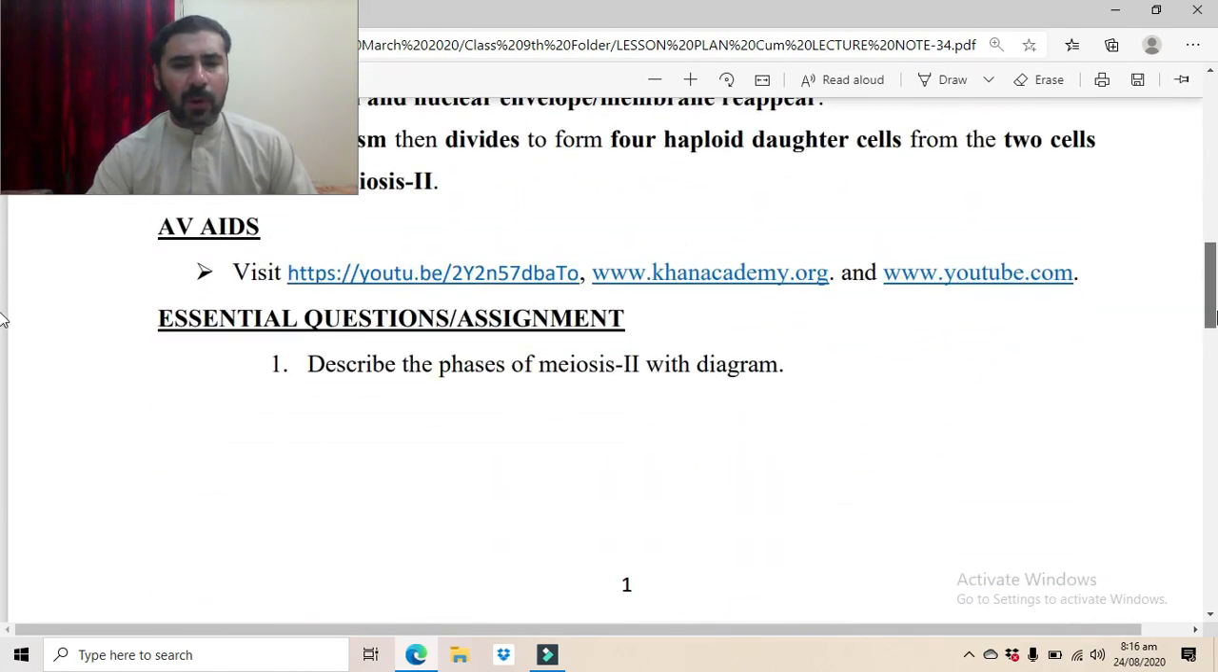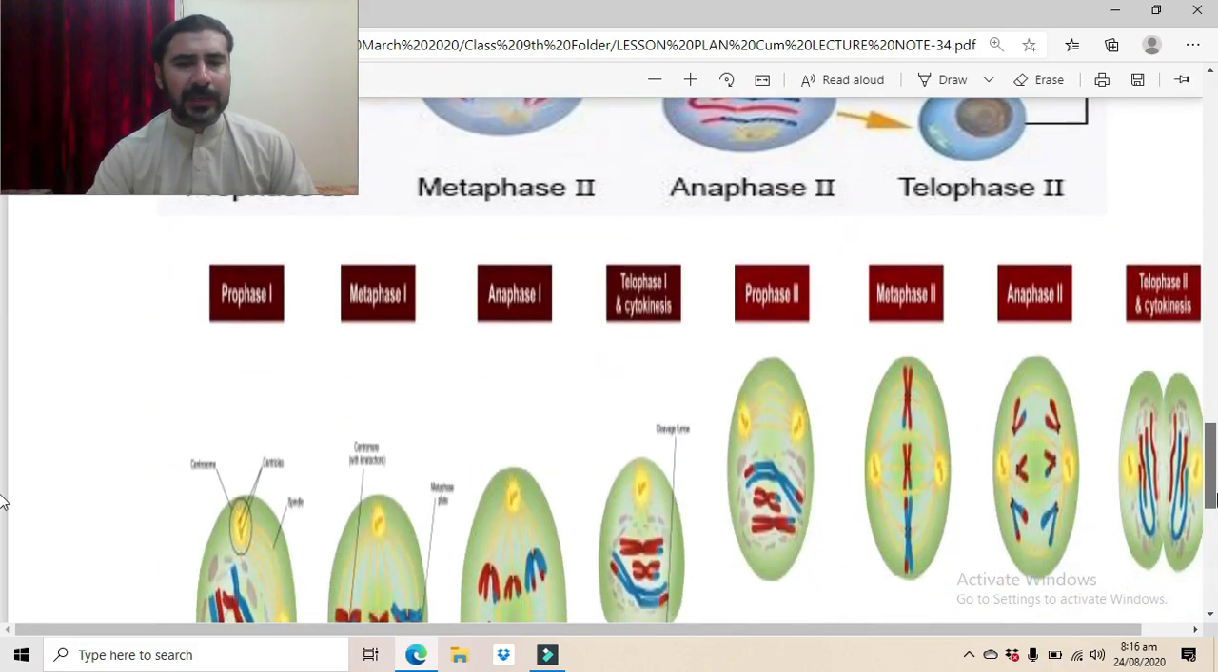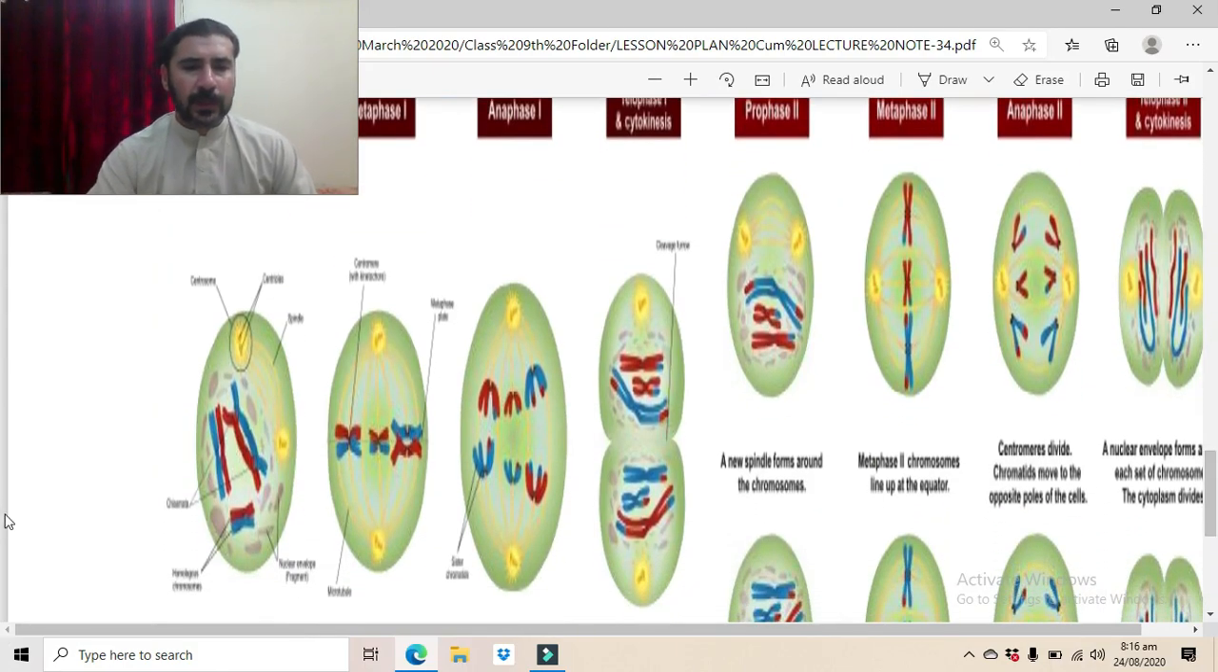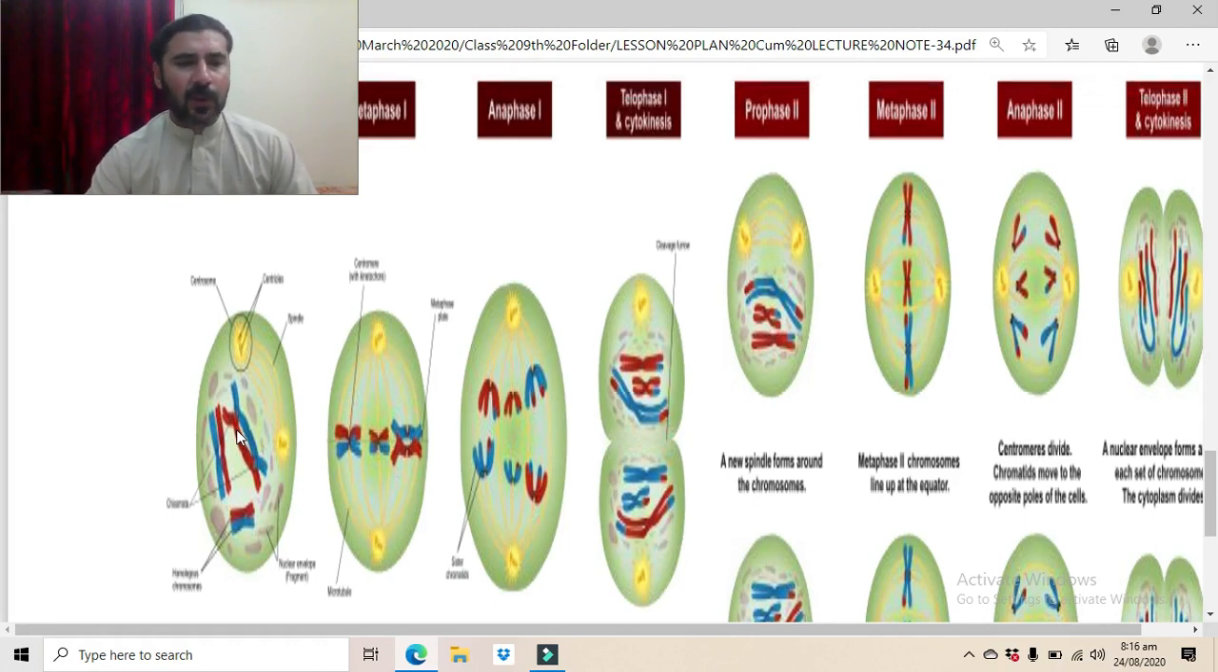Diagrammatically, we will have an overview of meiosis 1, and then we will proceed toward meiosis 2. Now here, this is the cell in the prophase stage of meiosis 1. Before this prophase stage, the interphase has already occurred. The quantity of DNA is doubled to that of 92. The chromosome number remains the same, 46, but the number of chromatids for 46 chromosomes is 92, and each chromatid has the DNA equal to one chromosome.